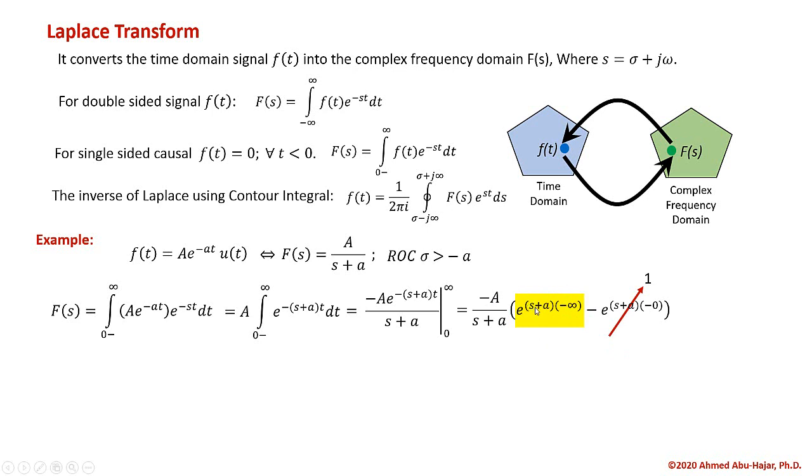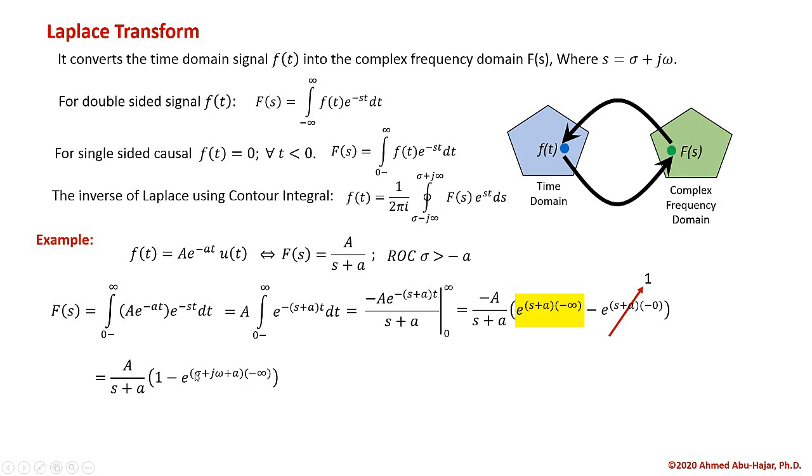And then I'm going to substitute for s with the value sigma plus j omega. I will bring this here and I will flip the order. So when you do that, now the minus sign is gone. So I will have A over s plus a. I have the 1 first minus e to the, replacing s with sigma plus j omega, that's what I have, plus a times minus infinity.